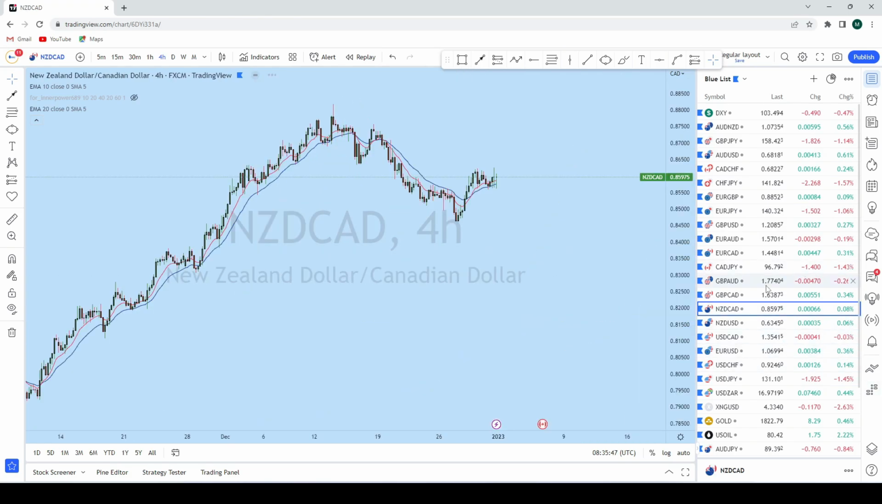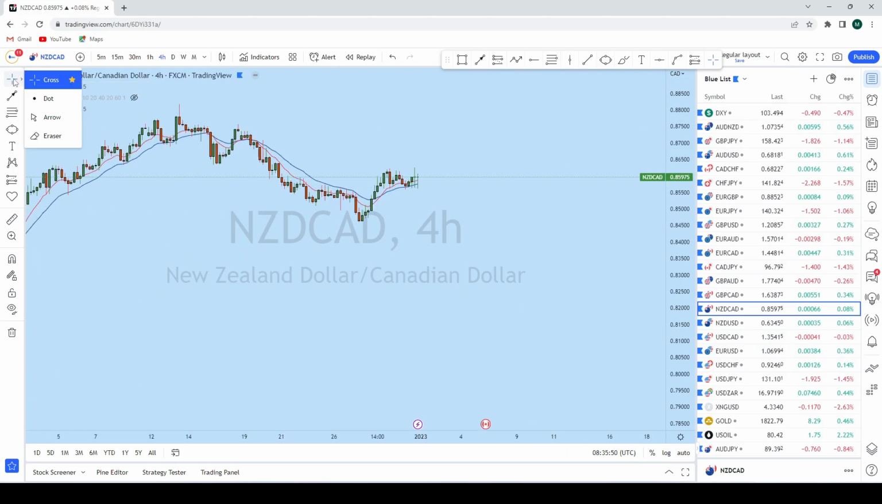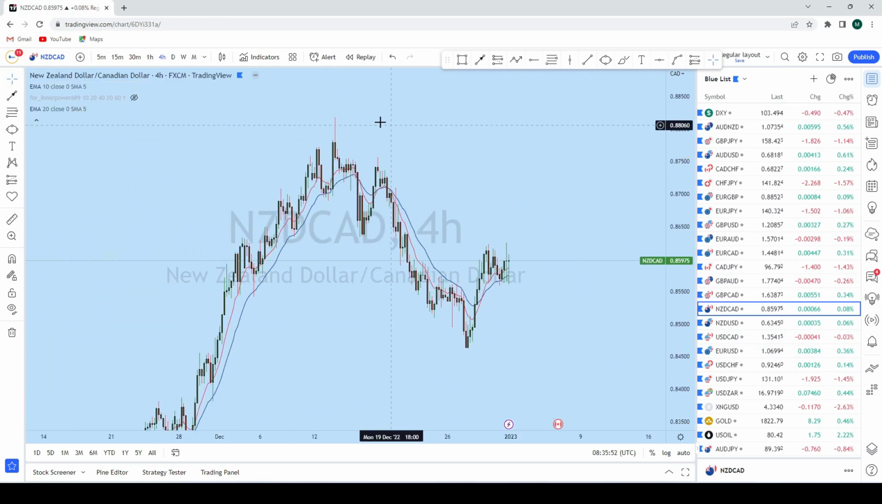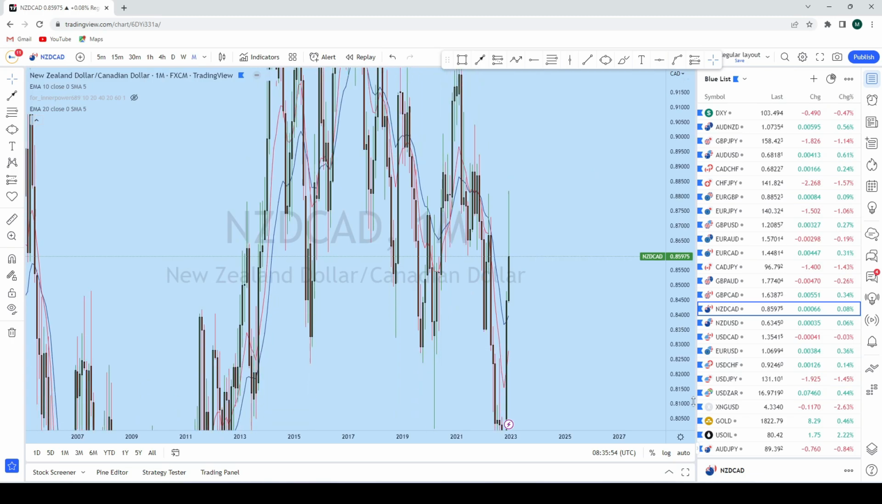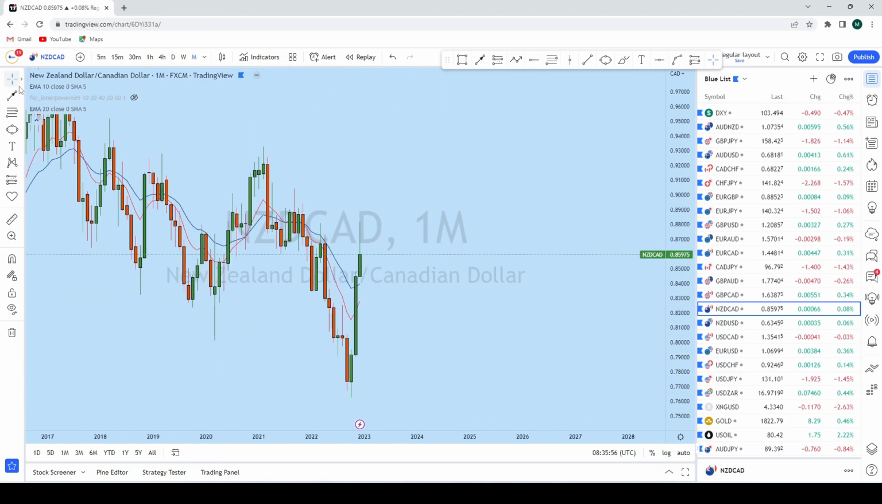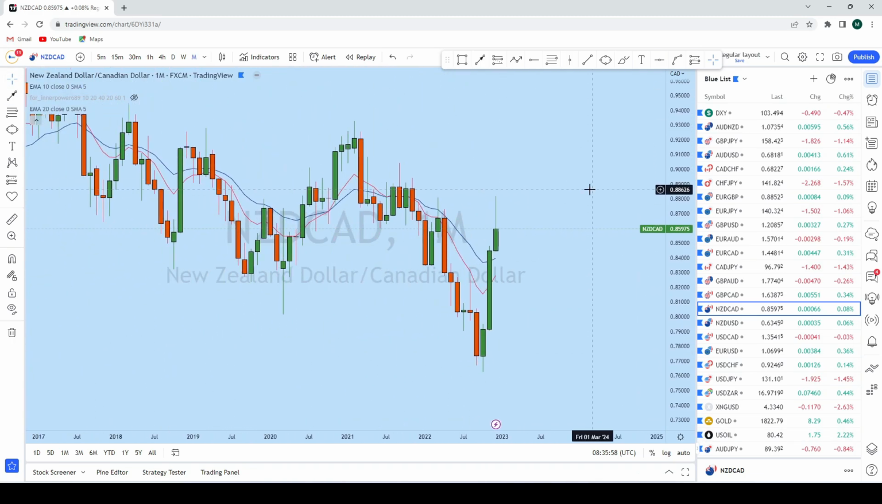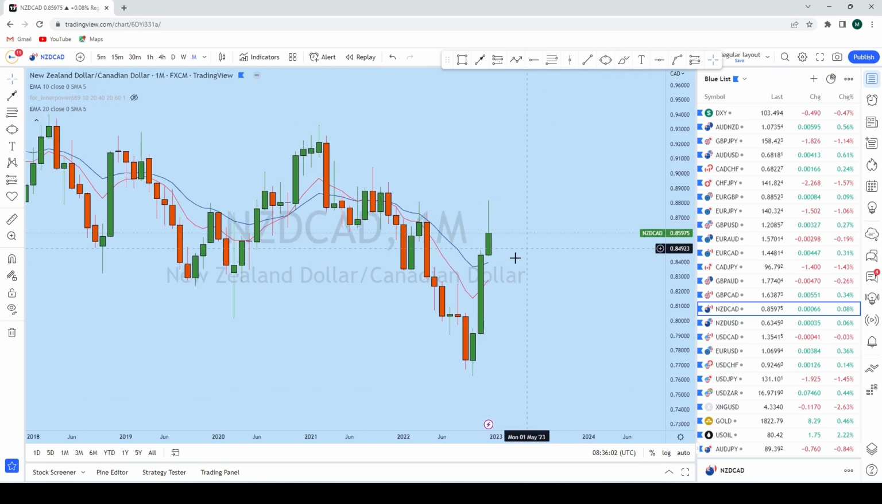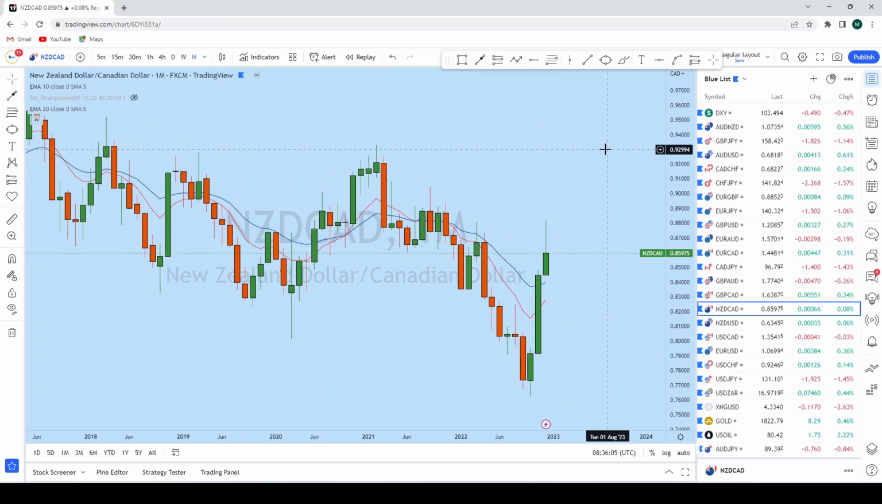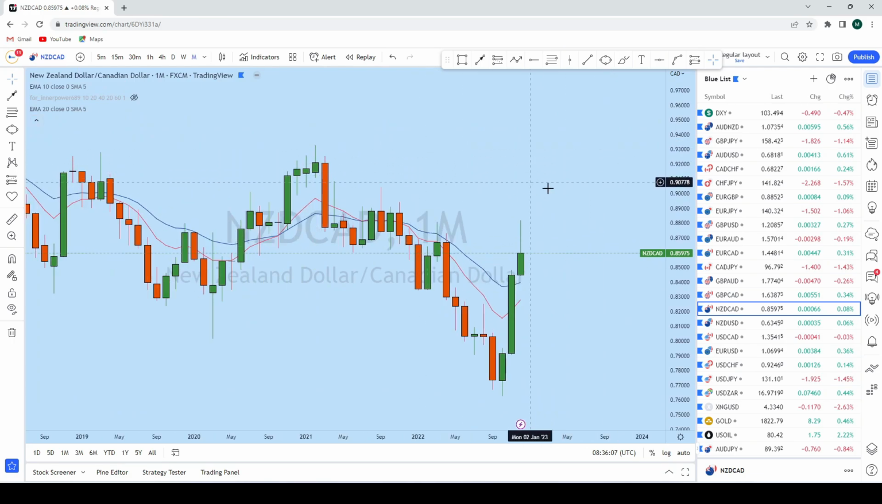Now let's look at NZDCAD to see how the price action is doing. Looking at the monthly perspective, we see that like GBPCAD, NZDCAD is also strongly bullish. Back to back 3 months, we have seen a very long bullish price action on NZDCAD.